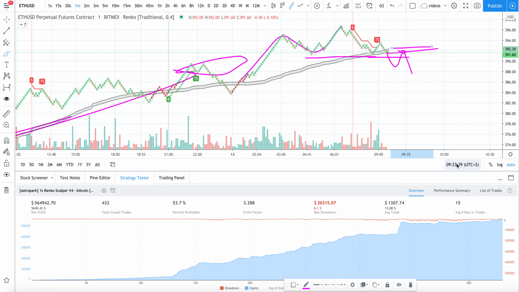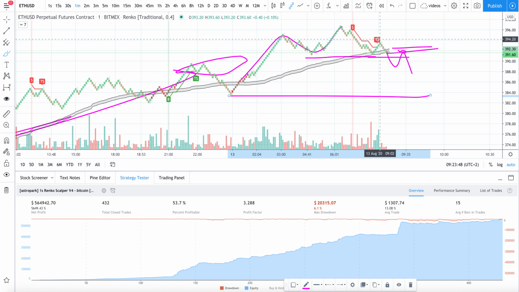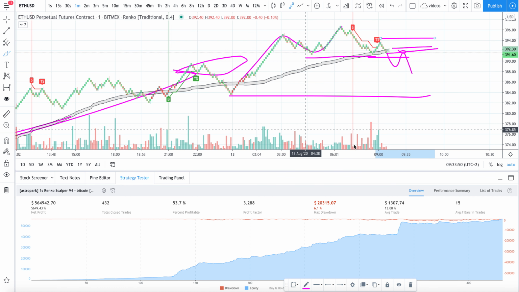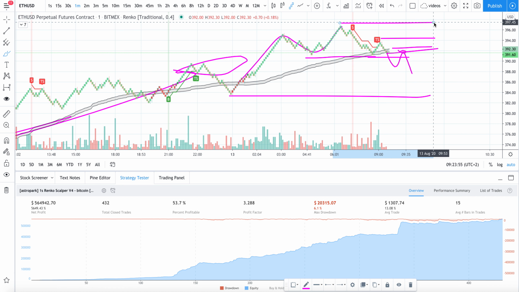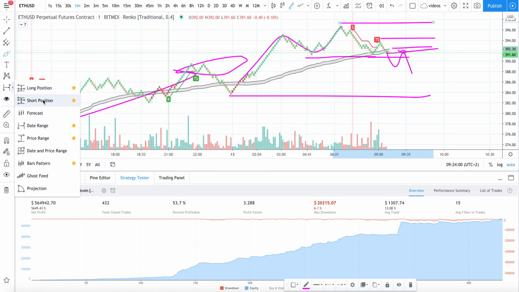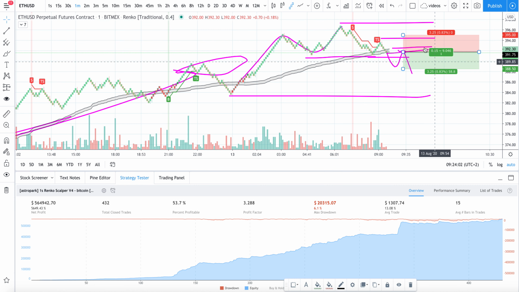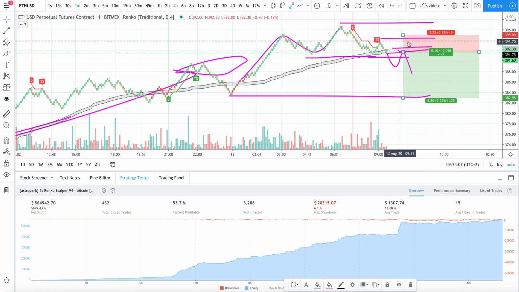I would short here, for example, with the first target, the previous low. Okay, and a stop loss above recent high. Okay, or you can choose this recent high. Okay, so you can always manage your risk. So this is the target, for example. Okay, you can do something like this or something like this.